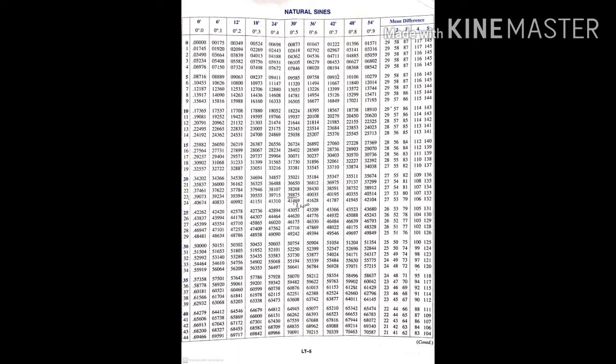On that page we are given 0 to 44 degrees in the vertical column. You have to check the very first vertical column. You are given angles from 0 to 44 degrees, and then on the next page they are given 45 to 90 degrees. It means, students, these are acute angles from 0 to 90 degrees.